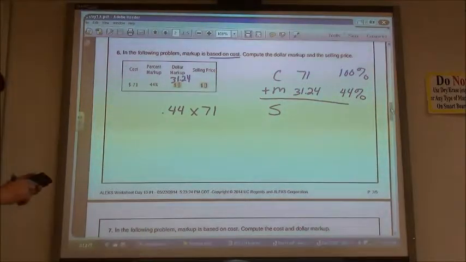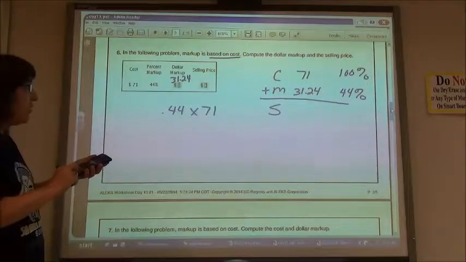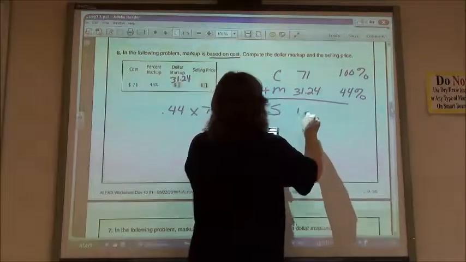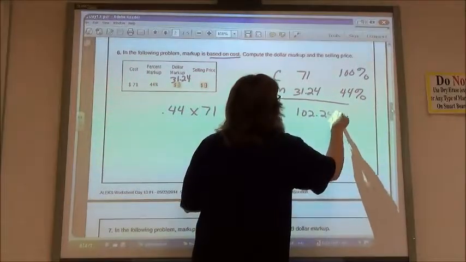My selling price then, I'm going to take my $71 plus my $31.24, $102.24.